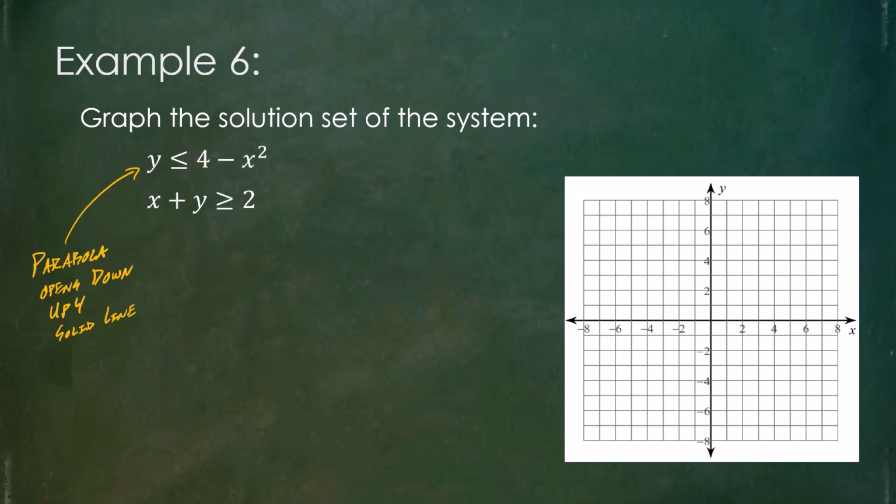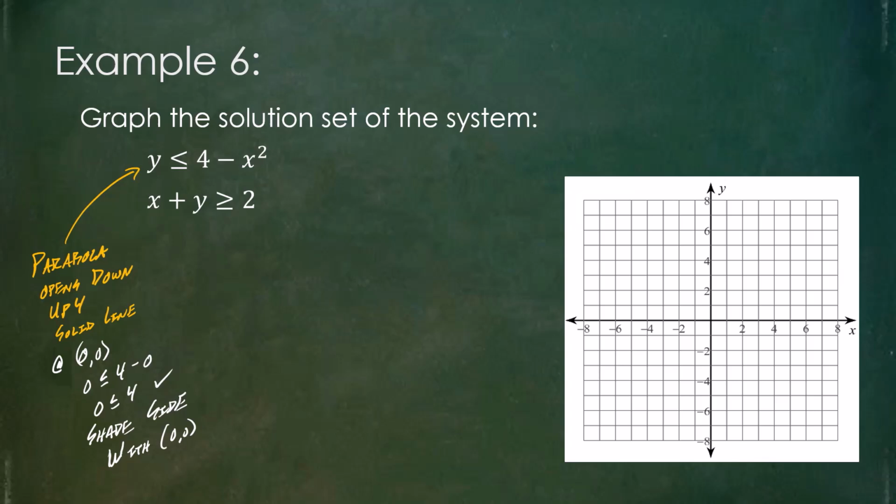And let's see, we could maybe just pick a random point such as the origin and just test it as well. So let's say something like at 0, 0, what happens? So I'd have 0 is less than or equal to 4 minus 0. Is 0 truly less than or equal to 4? Yes, that checks out. So I'm going to shade the side with the origin included. So with 0, 0.